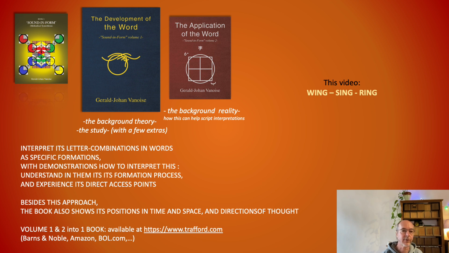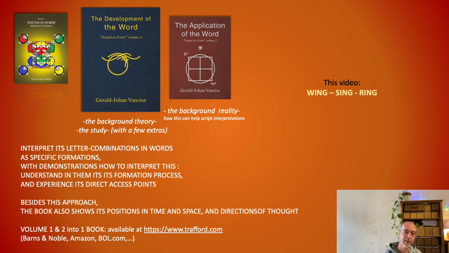Also in the book Sound in Form and in the separate volume on the development of the word. This method is meant to help understand how language uses letters and letter combinations in a very natural way, in a way that even matches what it really intends to say or express. There's a reason why this works, but this is not explained in this video.